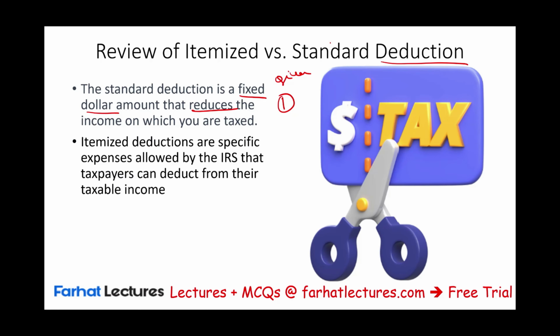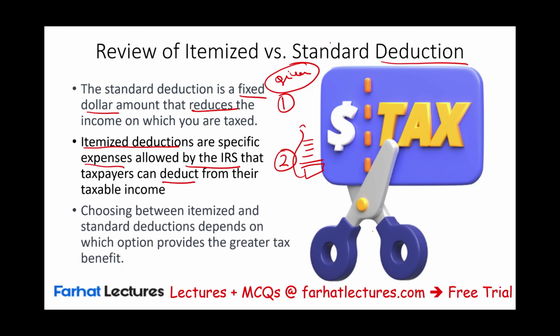The other option is to list all your itemized deductions, which are specific expenses allowed by the IRS that you can deduct from your taxable income, if you choose to. You'll add up all these deductions. We're going to see what they are. And if the total is greater than what's given, you will choose the greater of the two. If the total is greater than the given, you would choose the itemized deduction. If the standard deduction given by the government, whatever that number is, is greater, you will use that standard deduction.